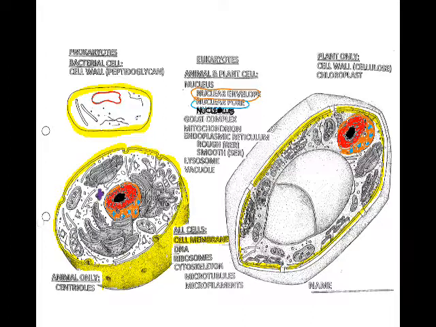So we're going to mark centrioles. And notice down here our label says only in animal cells. Centrioles are only seen in animal cells. So we're going to color code our label. We got our centrioles in. And I think we're done for now.